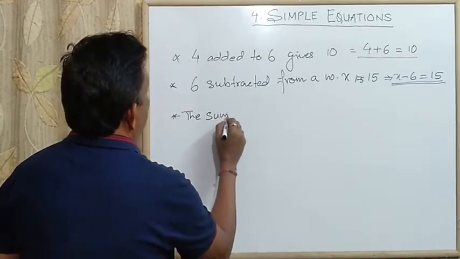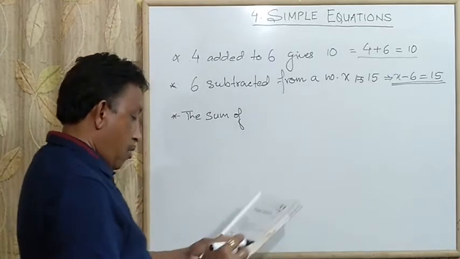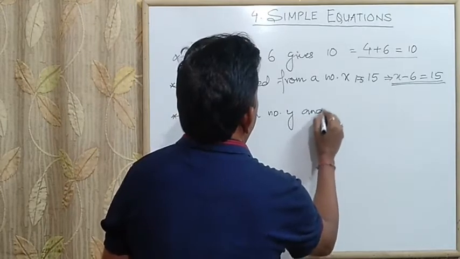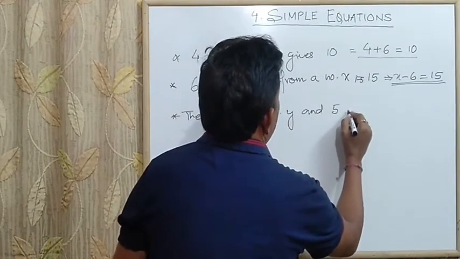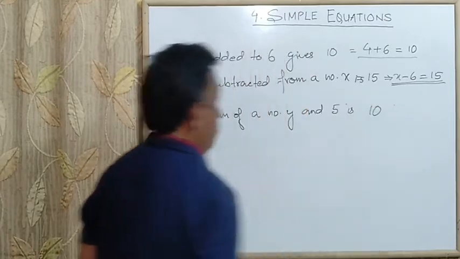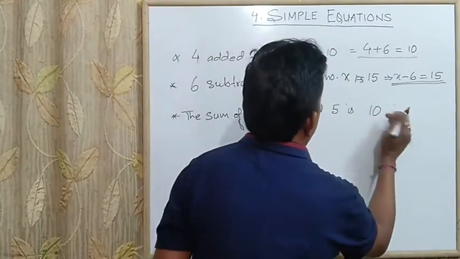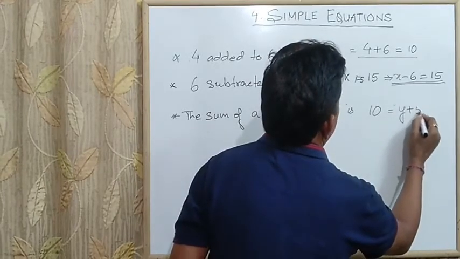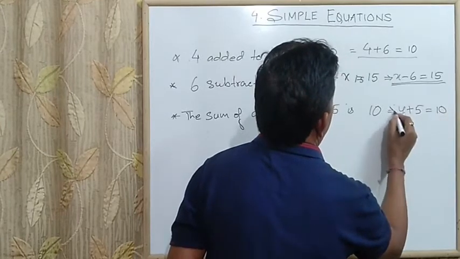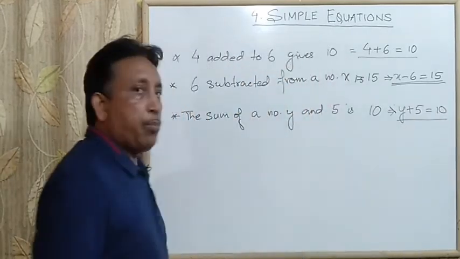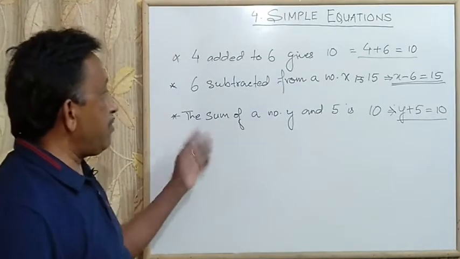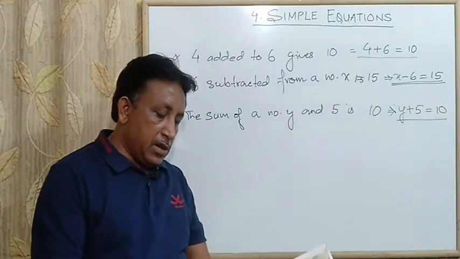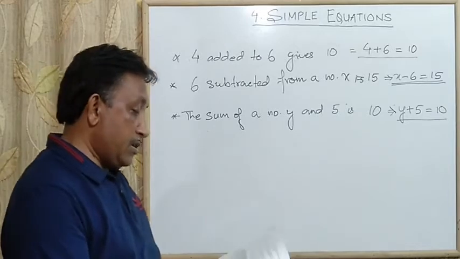Alright, now suppose next, the sum of a number y and 5 is 10. Simple statement we have taken. So it will be the sum of a number y and 5. So it is y plus 5 equals 10. So this is a simple equation. Alright, this is the conversion of a general statement to a simple equation. We can do it vice versa also. Alright, we can do the vice versa operation also.